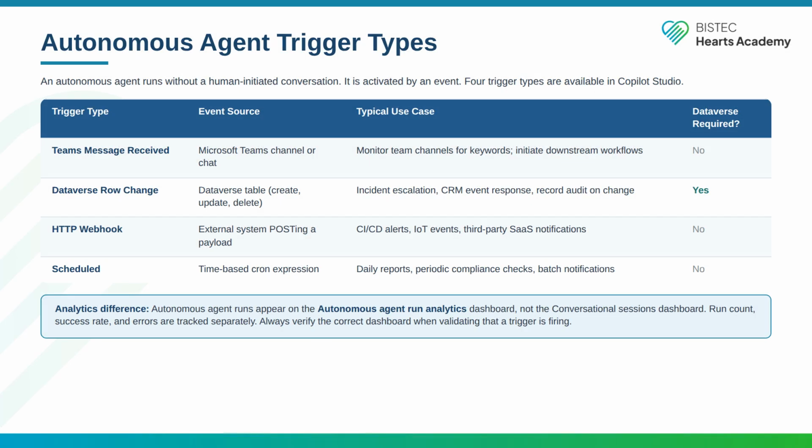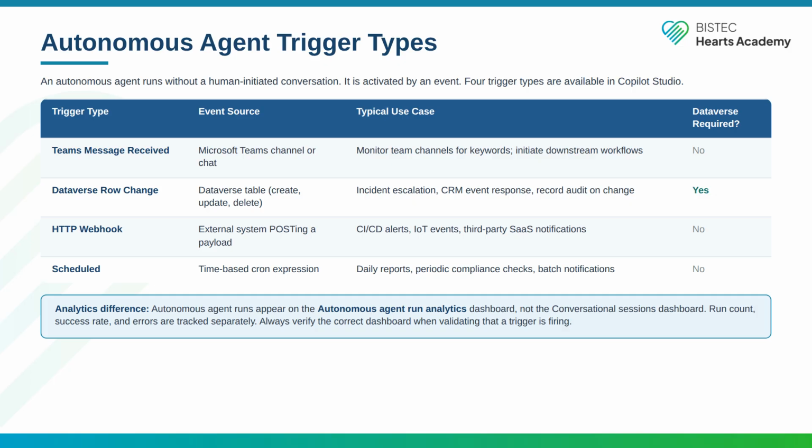Autonomous agents have no user. No one sends a message to start them. The trigger fires: a data change, a scheduled time, an incoming webhook, a Teams message, and the agent executes. This is a fundamentally different deployment model from conversational agents, and the governance considerations are different too.